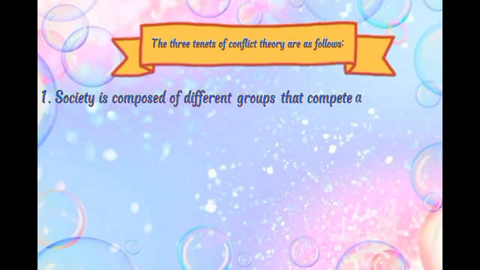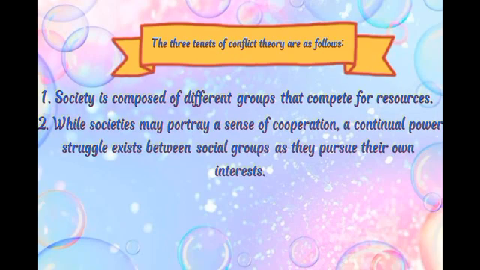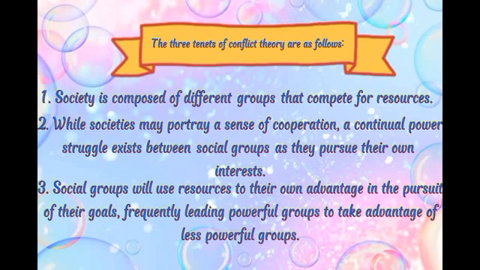1. Society is composed of different groups that compete for resources. 2. While societies may portray a sense of cooperation, a continual power struggle exists between social groups as they pursue their own interests. 3. Social groups will use resources for their own advantage in the pursuit of their goals, frequently leading powerful groups to take advantage of less powerful groups.